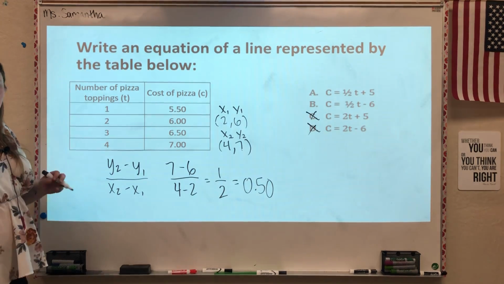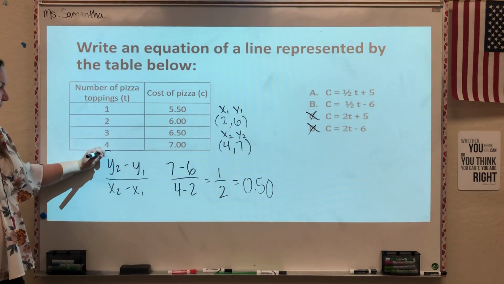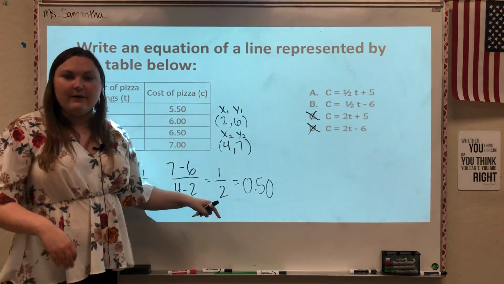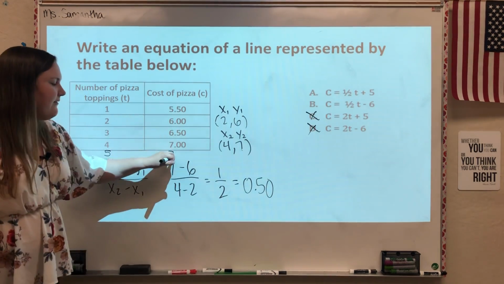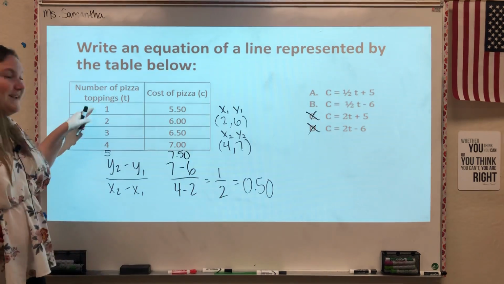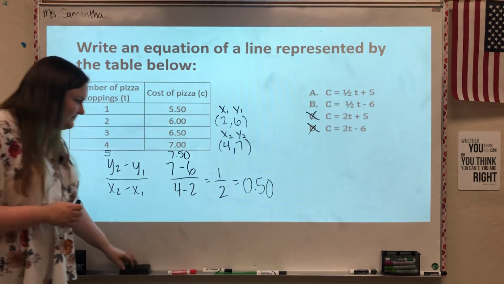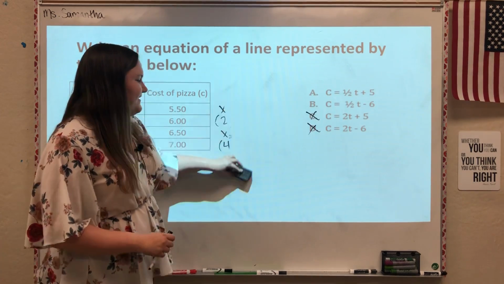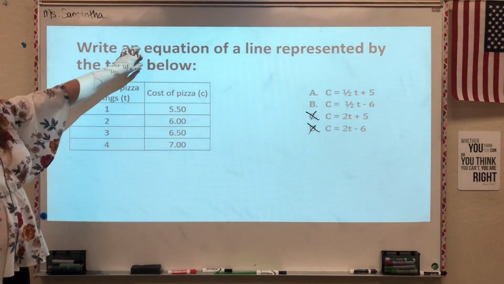Think back to one of those first questions I said. I said, if we kept the table going, if we put 5 here, the cost is just going to go up half a dollar. The cost is going to go up to $7.50 just because each topping costs half a dollar. That is what our slope represents. We still are not done though, because we still need to write an equation.